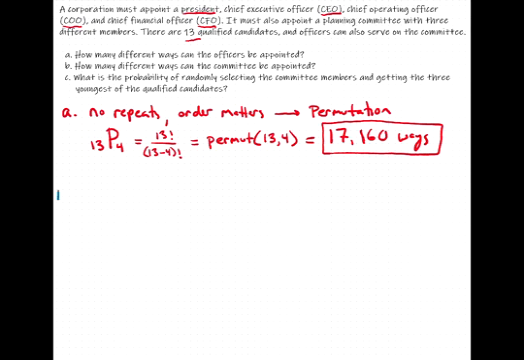All right, so for part B, how many different ways can the committee be appointed? Well, a committee is a group. There's no title to the 3 different positions. It's just a group of 3. So we have no repeats because we need 3 different people. And order doesn't matter. So when you're choosing a group from a larger group with no repeats and order doesn't matter, that is called a combination.